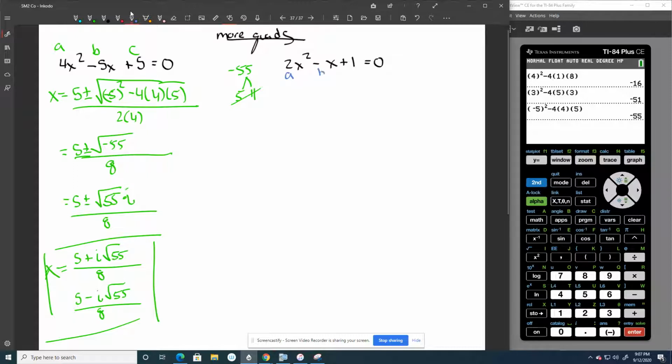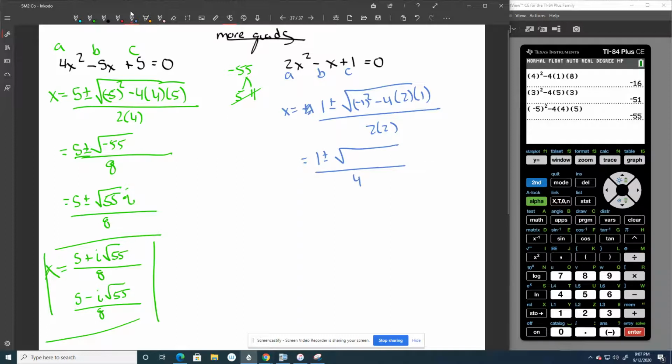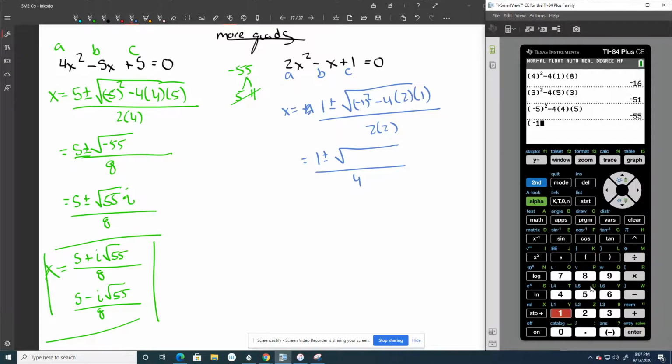So here's a, here's b, here's c. So x equals the opposite of b, so 1. I guess I don't need to put a plus. Plus or minus square root, negative 1 squared minus 4 times a times c, all divided by 2 times a. So this becomes 1 plus or minus square root of something over 4. So let's put that something in our calculator. Negative 1 squared minus 4 times 2 times 1. And I'm going to get negative 7.